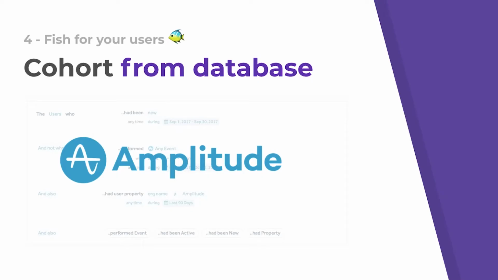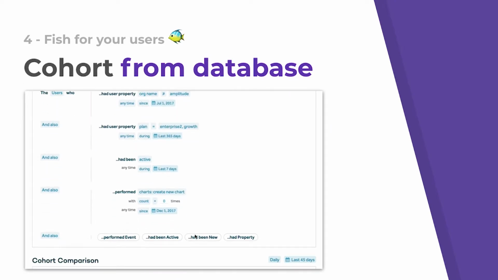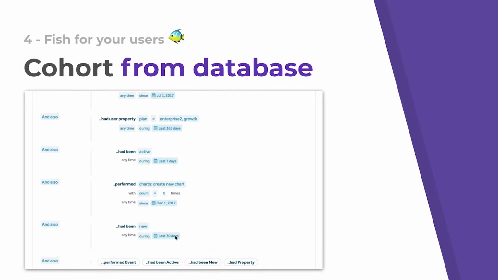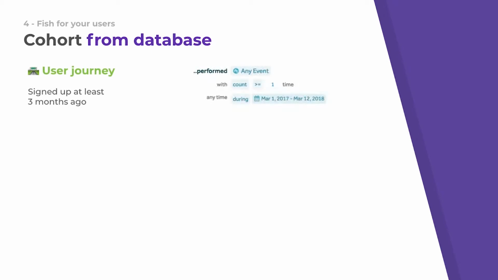So, fishing for your users, I want to say we are actually really blessed with our own product. We use our own product, Amplitude, to take our users and basically extract them from our database. And I'll show you an example here. This is what it looks like in the UI, and we basically translated that criteria into Amplitude and then got a CSV out of this.